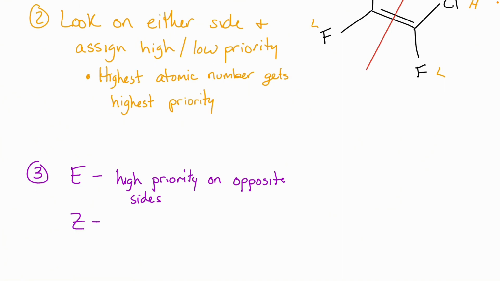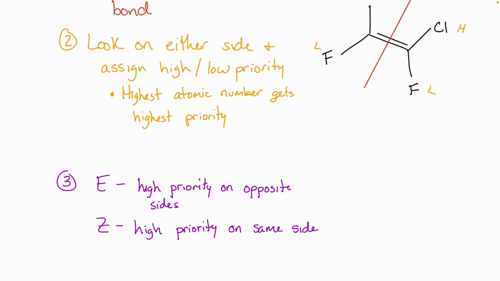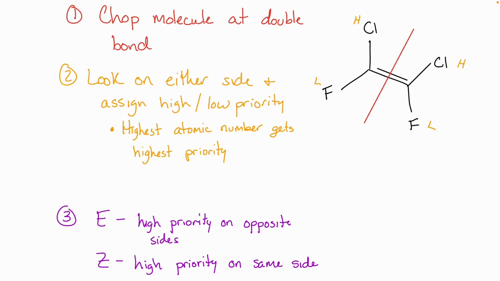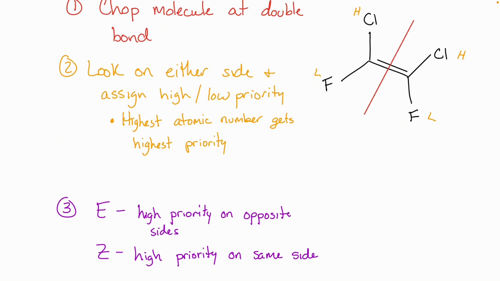So then Z means that the high priority groups are on the same side. So again, sort of analogous to the cis and trans designations, right? But now we've expanded upon that concept. We can do molecules where cis and trans no longer applies, right? So in this particular example here, is this the E or the Z conformation? This would be the Z stereoisomer because my high priority groups are on the same side, all right?